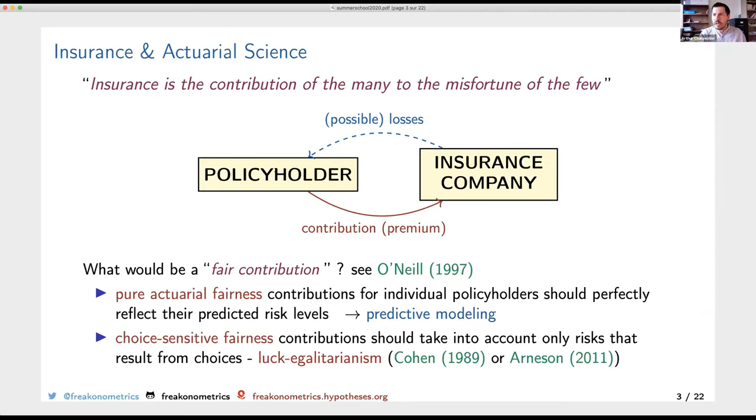So we're going to talk a little bit at the end about this idea of having a fair contribution. We are going to talk about fairness from a statistical point of view, but also maybe from an economic and a philosophical point of view. So there will be the actuarial fairness. Actuarial fairness means probably that the premium should reflect what on average you expect to have as a loss.